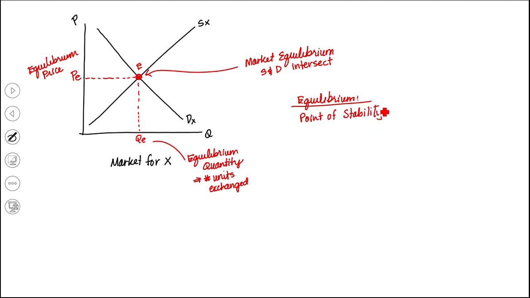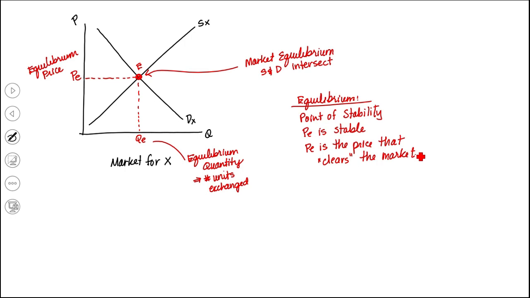So specifically, what is stable? Well, the thing that's stable is that PE is stable. Because we see that PE is the price that clears the market. That's how we say it in economics, that PE is the price that clears the market.